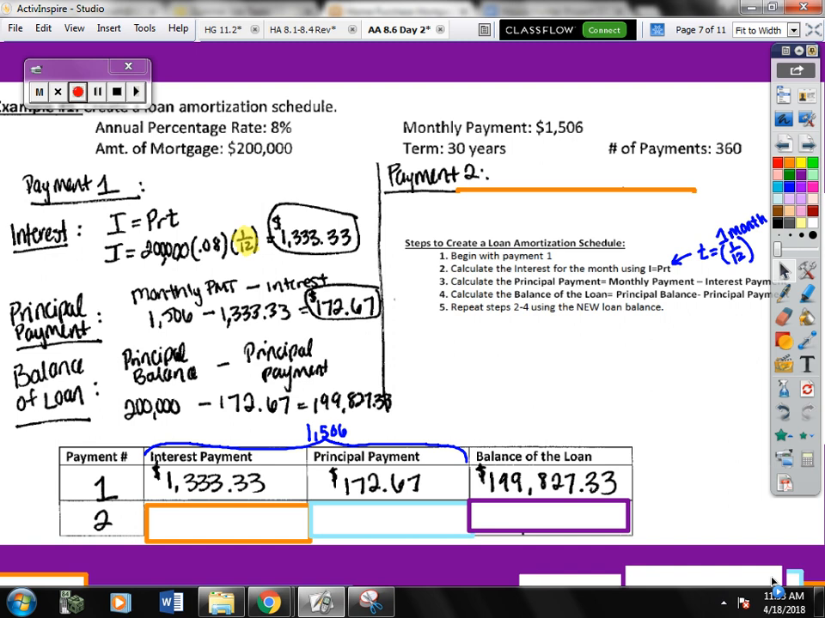Now to do payments 2 and 3, you just repeat that process. But you'll use the new balance. This will now be your P. So when you do this process, instead of using $200,000, you're going to use the new balance of the loan, because you're only going to pay interest on this amount that's left. So I'll give everyone a minute to get caught up.